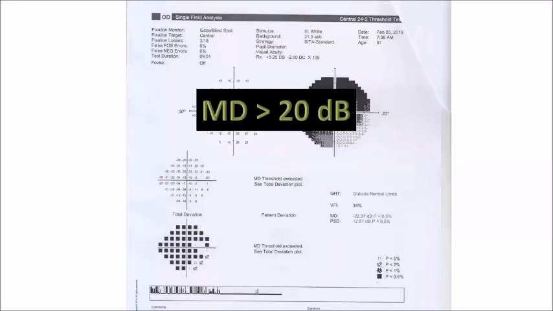In the recent forms of the printout, whenever the mean deviation reached minus 20 decibels, they stopped printing the pattern deviation to get rid of this mistake. So the point we keep in mind: we don't depend on the grayscale, we depend on the pattern deviation.